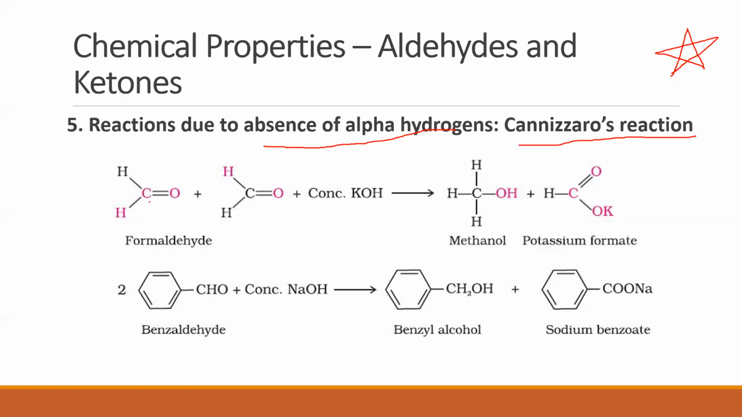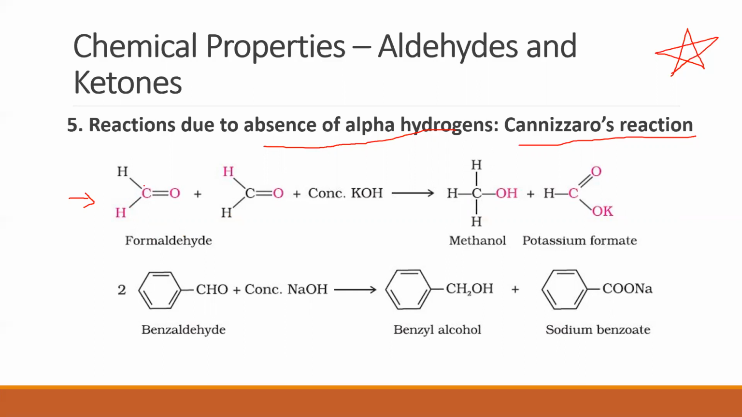Now, which is the alpha carbon? In this compound, I do not even have an alpha carbon. Can you see that? Who's an alpha carbon? Carbon that is attached to the carbonyl carbon. When I don't even have an alpha carbon, will I have a hydrogen? Not at all. Hence, this will not undergo aldol reaction. Formaldehyde will not undergo aldol reaction because it does not have alpha hydrogens.